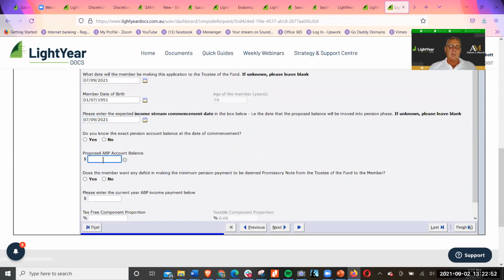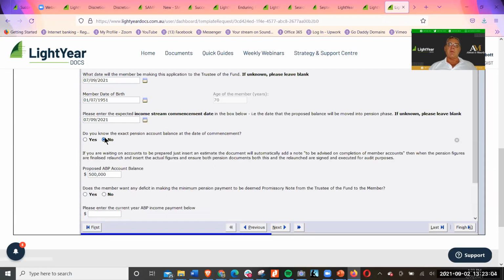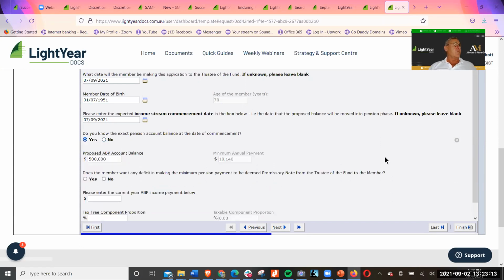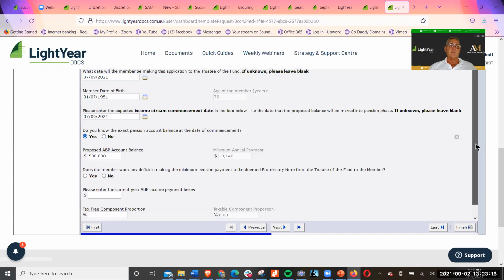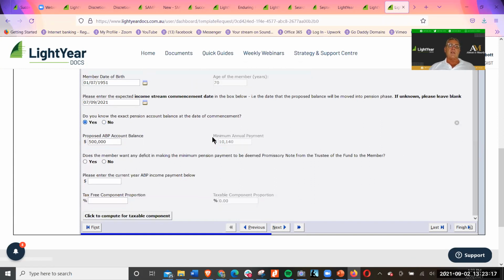Remember, we had, in this instance, $500,000. Do you know the exact pension account balance? I'm going to say yes. But if you don't, then it simply is to be advised, and that depends on whether you have done the accounts or not. Does that make sense? You can't get any easier than that. So we've got $500,000 for that. That then determines what the minimum annual pension payment is, starting at this present point in time, based on his factors, etc.